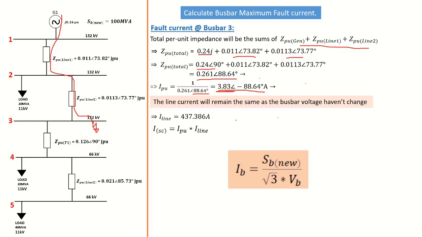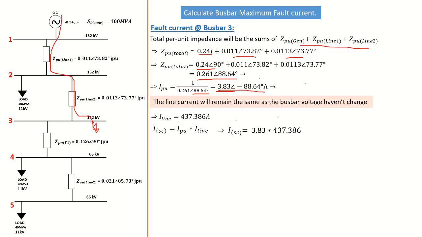Moving forward, the I short circuit will be the I per unit times I line. Replacing the values into the formula, we get 3.83 times 437 amps, and that gives us a total short circuit current of 1675.118 amp. So this is the current that will be available at this point.